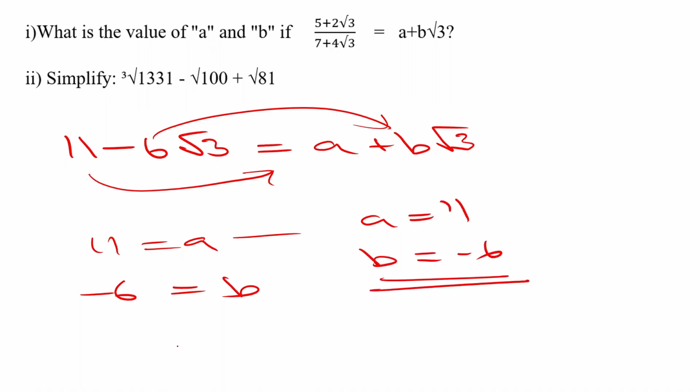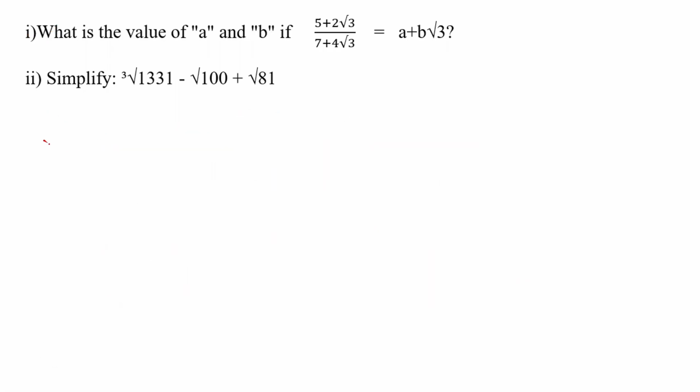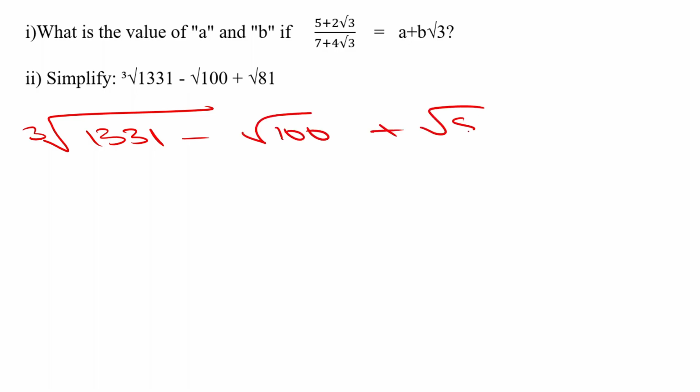Now, this subdivision is done. Let's move on to the final subdivision. Simplify the value of cube root of 1331 minus square root of 100 plus square root of 81. Cube root of 1331, you can't directly cancel this out. Remember, you can never cancel this and this out. You'd have to express it in terms of simple terms.